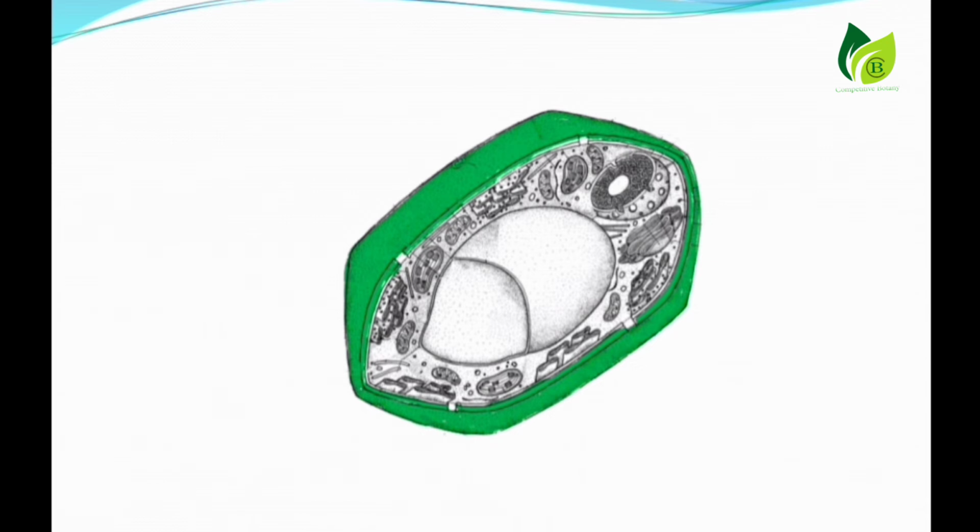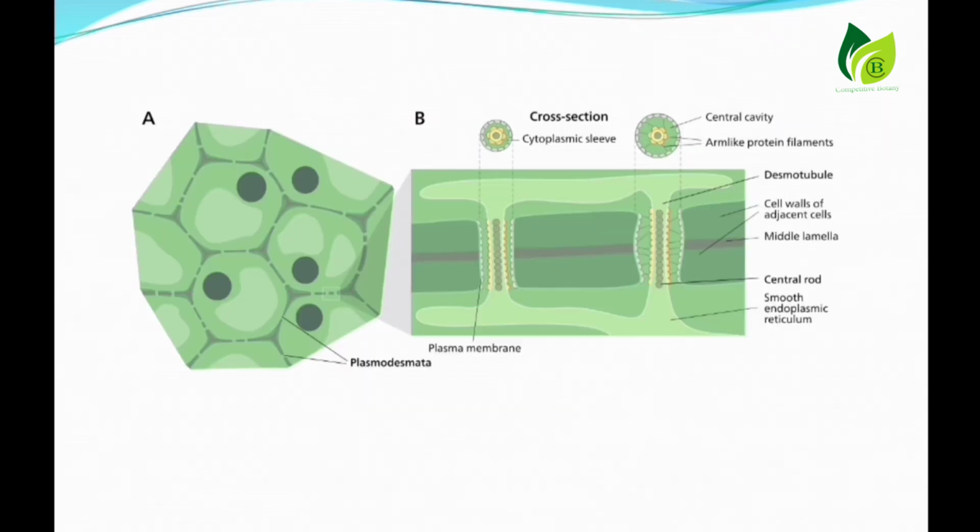Let's go to the structure of the cell wall. The cell wall is formed during the division. It is comparatively thin in young cells than in the fully matured cells. It is differentiated into four layers such as middle lamella, primary wall, secondary wall and tertiary wall.